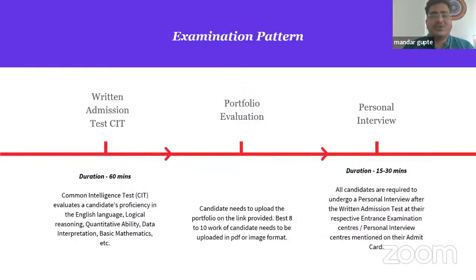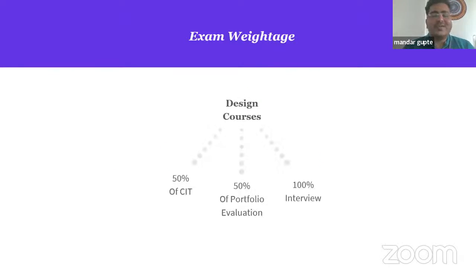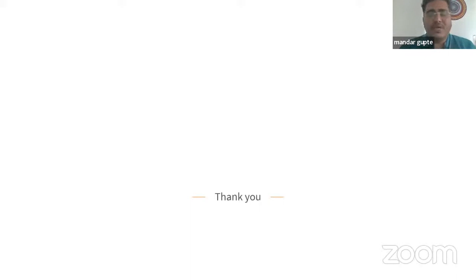What is the exam pattern? The exam pattern is simple. You have to undergo a common intelligence test. It's a 60 minute test based on English, maths, and logical reasoning, with MCQ based questions. After that, there's a portfolio evaluation round. You need to upload your portfolio, around 8 to 10 of your top works, and the faculty goes through it, followed by 15 to 30 minutes of personal interview. Once you clear all these rounds, within a period of 10 days, if you are selected, you'll get an offer letter, and then you can proceed with the admission. These are the weightages that we have for all three exams. So that was just a brief about the campus, how we work, and the admission criteria.